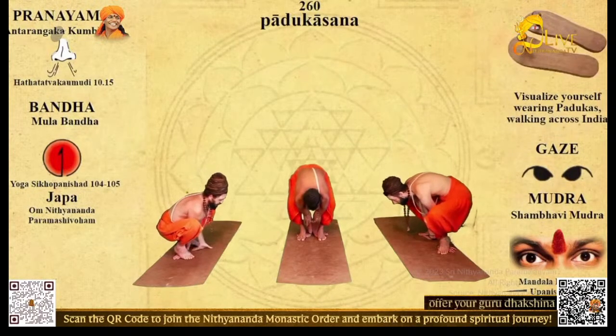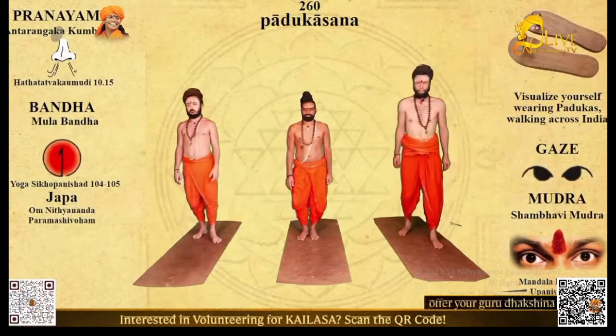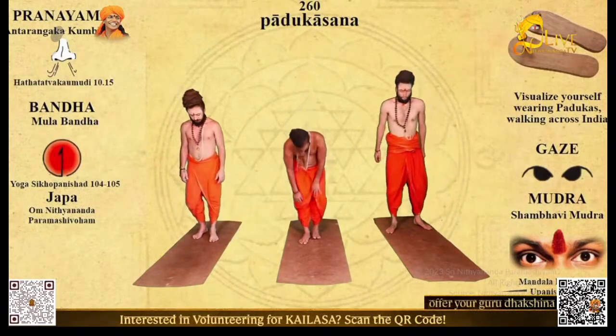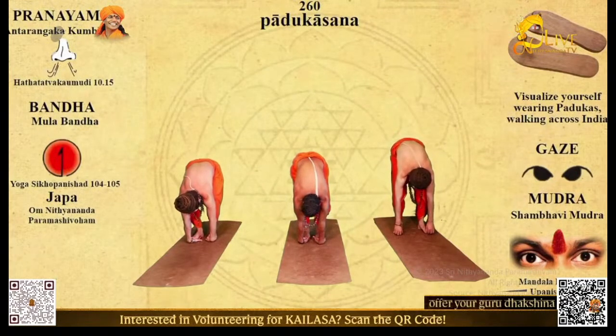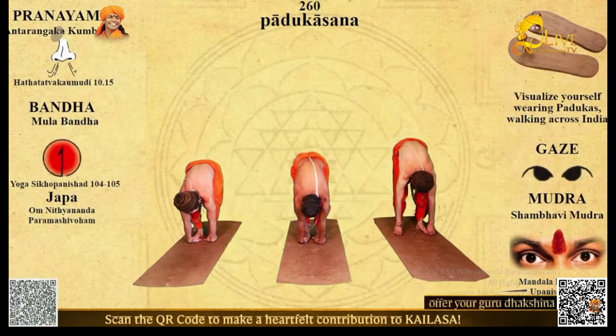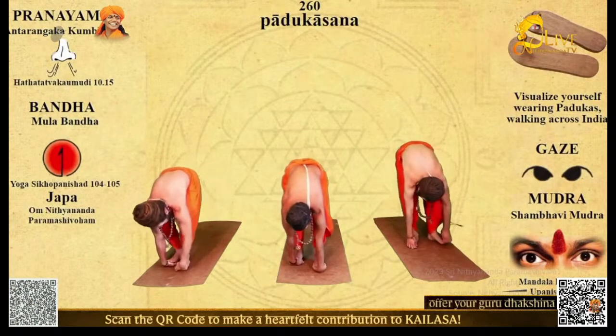The next asana is Parukasana. Now place the back of your hands on the mat with your fingers facing towards your body. Step your feet on top of your hands with your hands wrapped around the feet like a shoe. Walk around on the mat visualizing you're wearing padukas and walking across India.